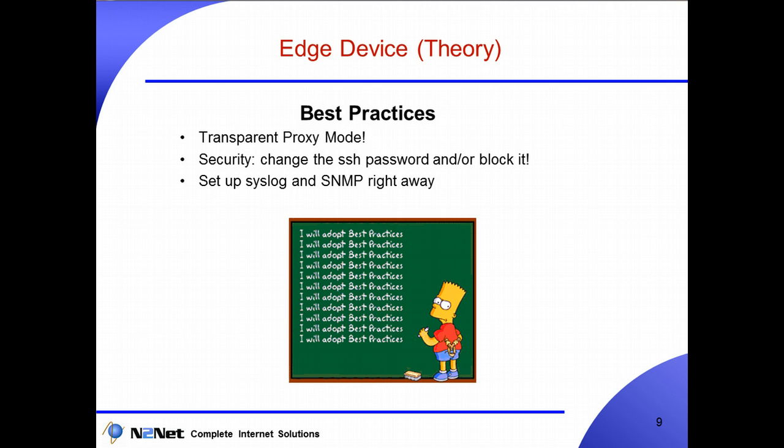This is our best practices. Should you put an edge device in on your own, we recommend transparent proxy mode, change the SSH password, and set up SNMP so you can monitor what's actually happening.